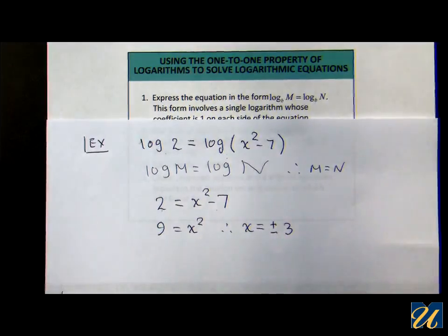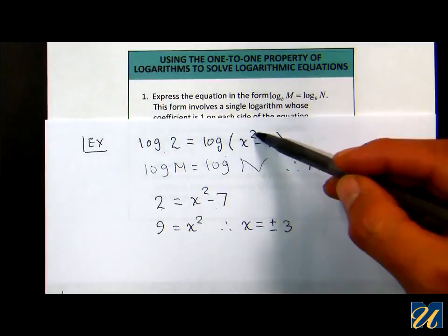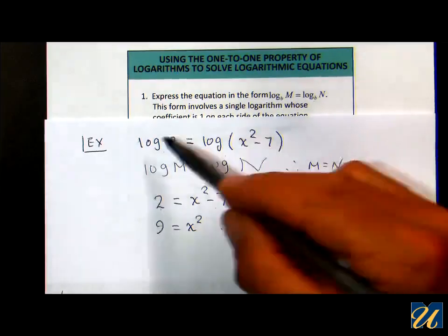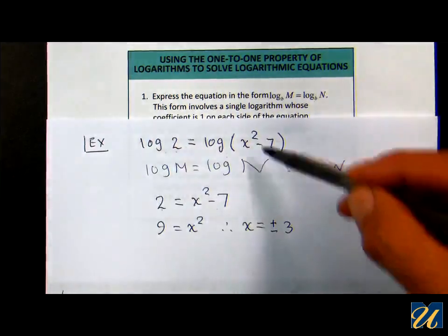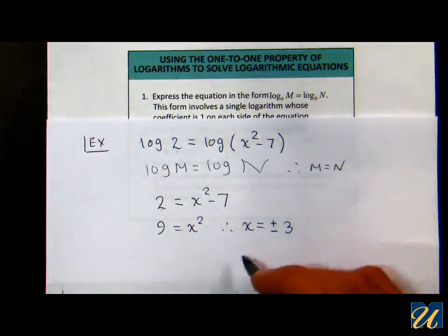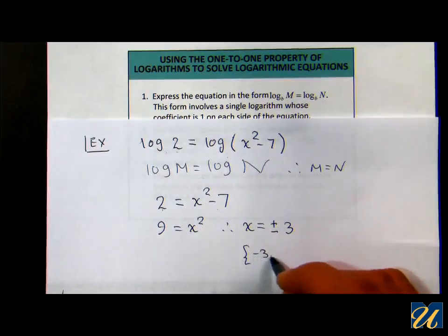And check the answer. Positive 3 squared is 9. 9 minus 7 is 2, so log 2 equals log 2. And negative 3, of course, squared is also 9, so we end up with the same result. So the solution set is both negative 3 and 3.